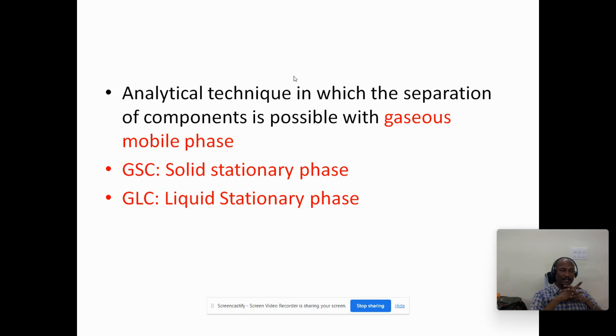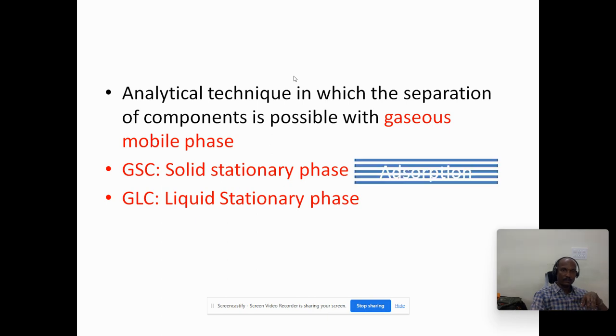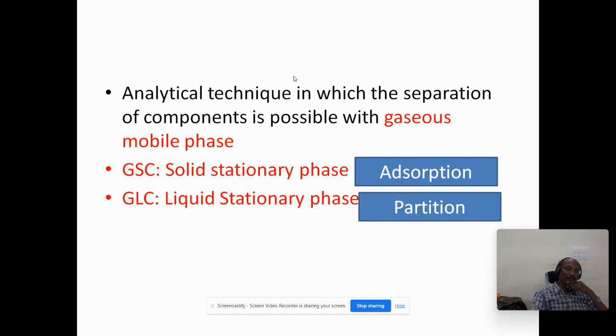Here, the gas chromatography technique is broadly divided into two different types. One is gas solid chromatography and the second one is gas liquid chromatography. In gas solid chromatography, the stationary phase is solid in nature. In gas liquid chromatography, the stationary phase is liquid in nature. The principle involved in gas solid chromatography is adsorption. The principle involved in gas liquid chromatography is partition.